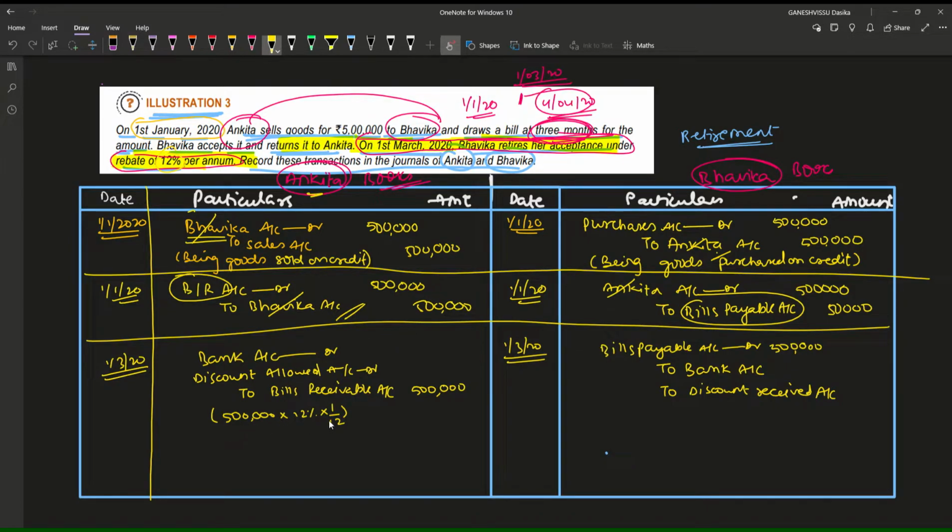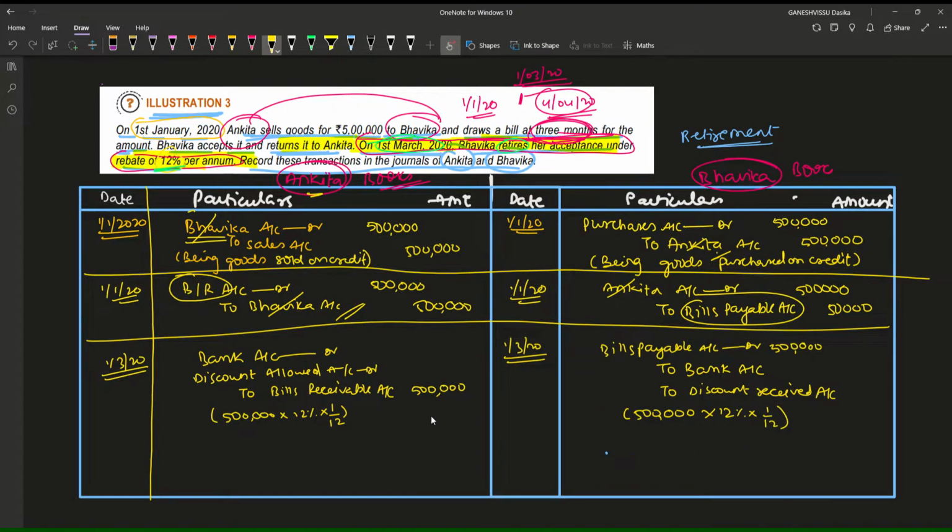So 5 lakhs into 12% into 1 divided by 12. What is this amount of 1 divided by 12? She has retired the bill at 12% per annum on 1st March 2020, right? That means she has retired the bill 1 month early, for which she gets a discount for that 1 month only. In the same way, the same amount is allowed or received as discount, 12% per annum into 1 divided by 12. This is the discount received.